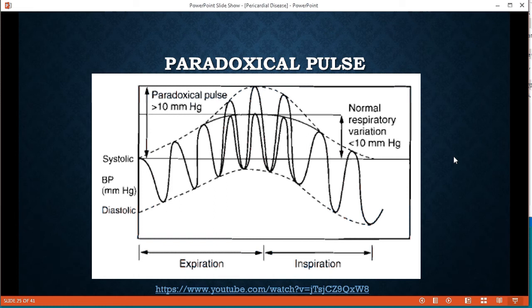Pulsus paradoxus occurs when you have a greater than 10 millimeter of mercury drop in your blood pressure during the inspiratory phase. The reason why that occurs is if you think about the negative pressure associated with inspiration, you tend to have your best blood flow into the heart during inspiration. Okay, it's just how fluid moves in that setting of negative intrathoracic pressure.